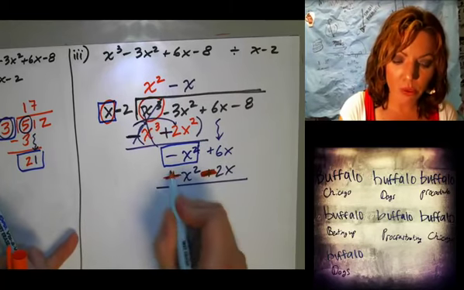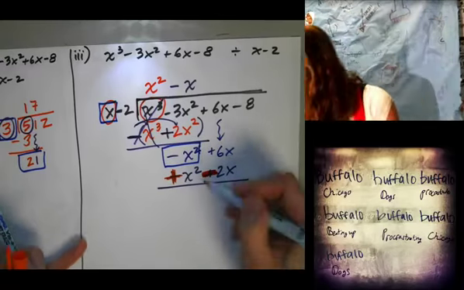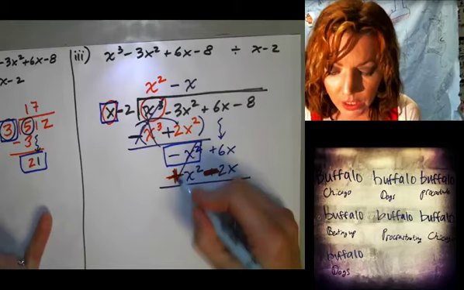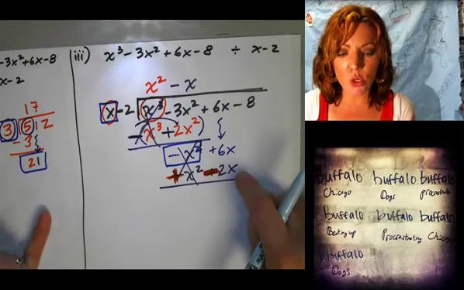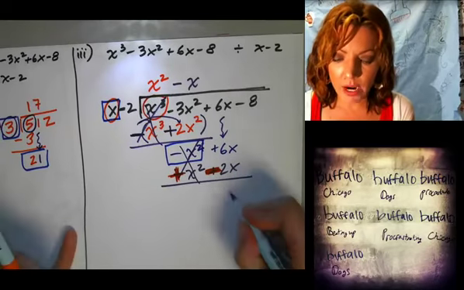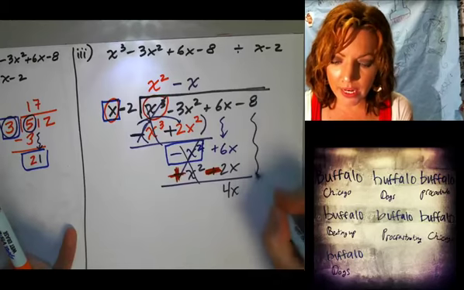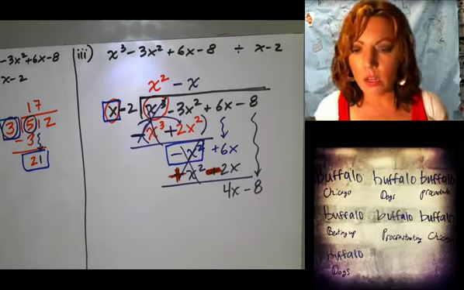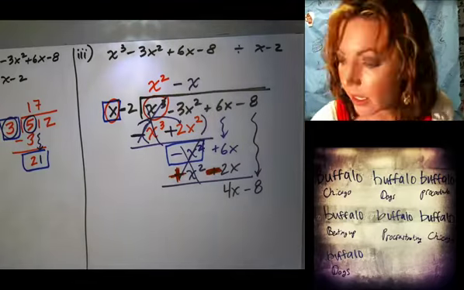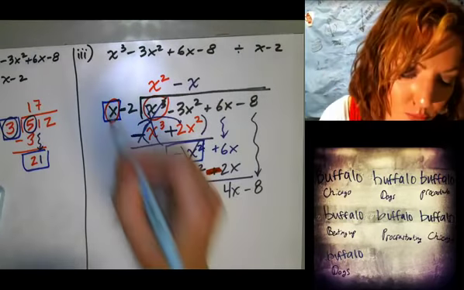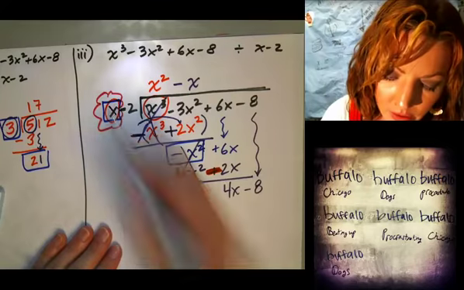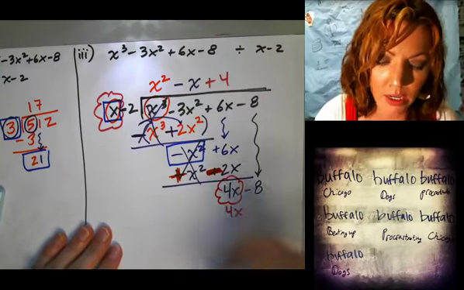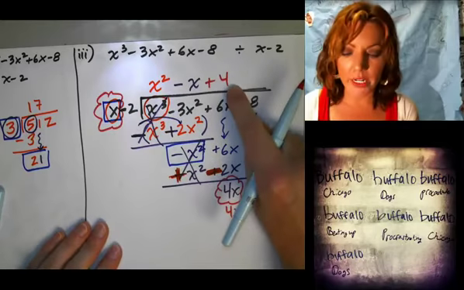Here, let's make these really bold so you can see. Okay, so what happens to the x squareds? Cancel. Okay, 6x minus 2x is how much? 4x. Bring down the negative 8. And then we are going to compare again. What do I have to multiply here? People say 4. So I have to multiply x by 4 to get 4x. So that goes down here. Negative 2 times positive 4 is what again?